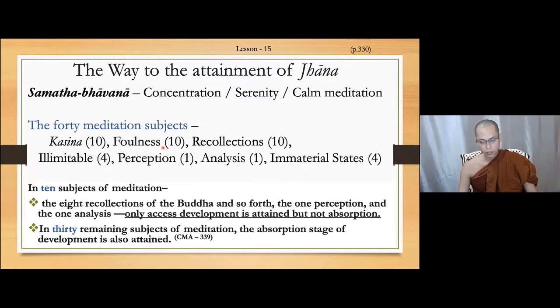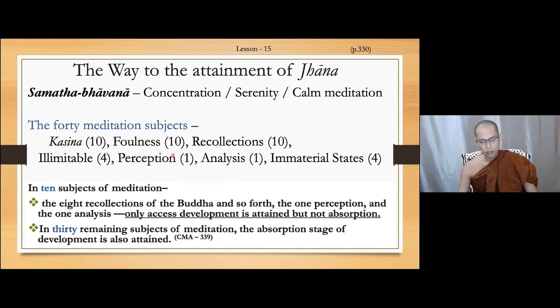The 10 kasinas, the 10 foulness meditations, which is called Asubha Bhavana, the 10 recollections, anussati, and the illimitable, which is called Appamanna. We studied in chapter 2 on mental factors that there are 2 illimitable mental factors, karuna and mudita. But in the meditation subjects of samatha bhavana, there are 4 illimitables, including metta and upekkha. Metta, karuna, mudita and upekkha are the 4 illimitables, as their meditation object is the concept of beings. So it is out of limitation. That is why these bhavanas are called the illimitable.